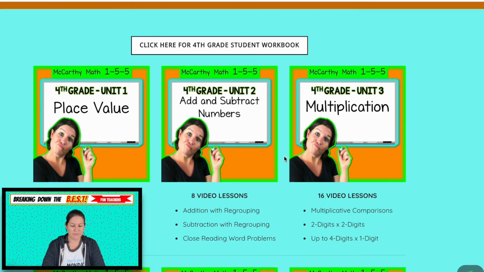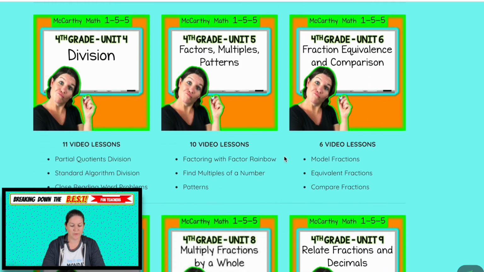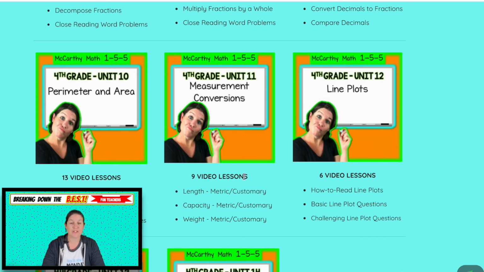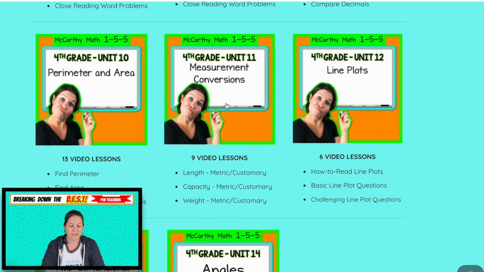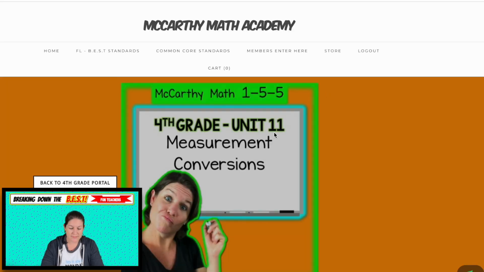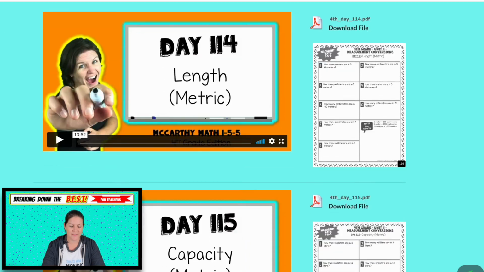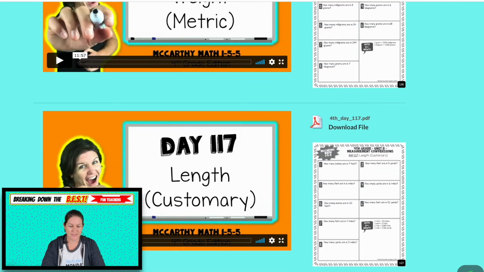All right, so here are all the different units. I'm just going to scroll down to show you where the measurement conversions one is. Right here. So we have 9 extra video lessons with the gold membership for length, capacity, and weight. So if you have students that need extra practice, you can definitely pull these videos. Same kind of thing. Play the video. These are more skill-based videos, just driving the skill home to build those confidence muscles that students so desperately crave to build, right? You give them the opportunity to practice in a safe place and they can do amazing things. So you can see capacity, weight, length.